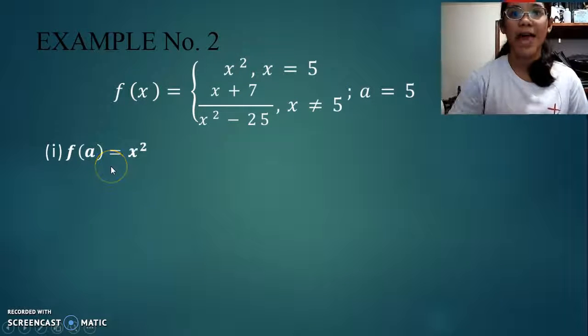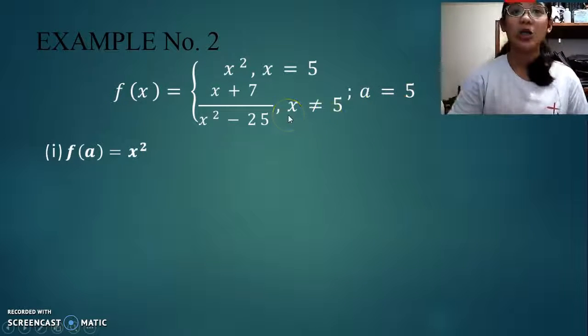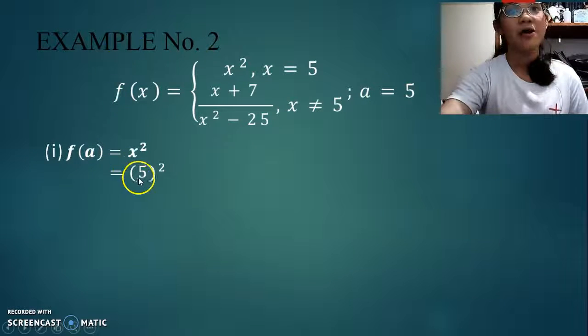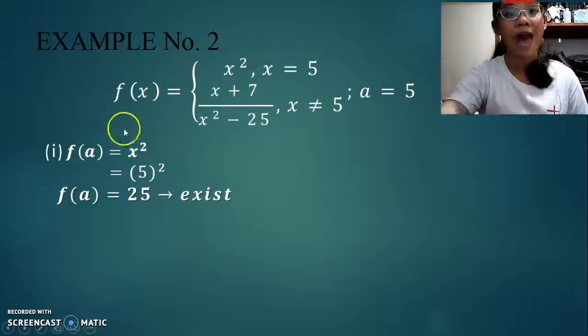Now, given x squared, we will substitute 5. So substituting 5, we have 5 squared. 5 to the power of 2 is 25. So the value of f of a is 25. And 25 is an existing number.